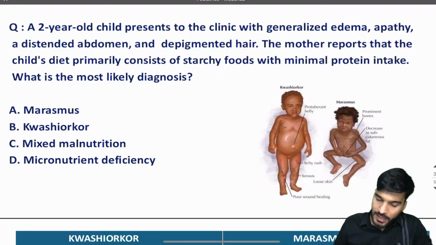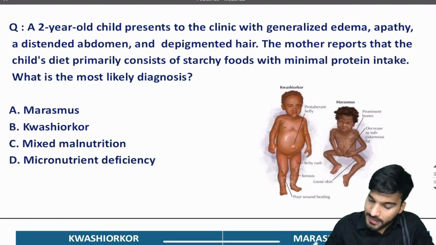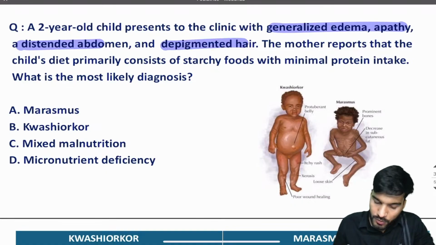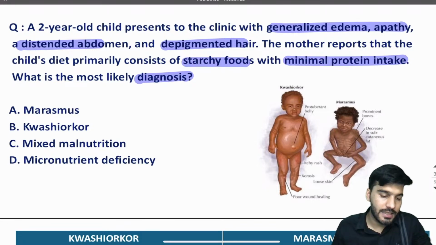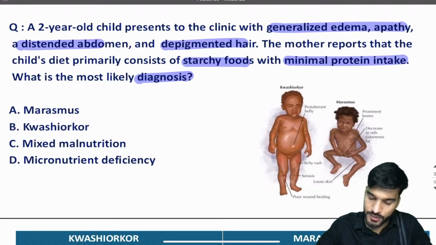A 2-year-old child presents to the clinic with generalized edema, apathy, distended abdomen and depigmented hair. The mother reports that the child's diet primarily consists of starchy food with minimal protein intake. What is the most likely diagnosis?